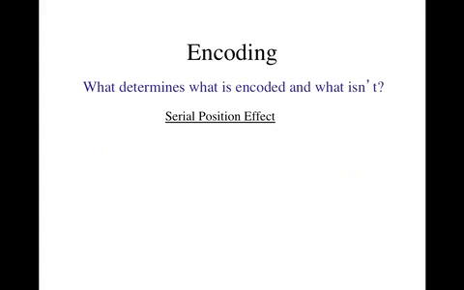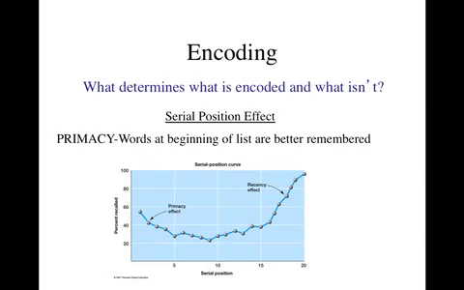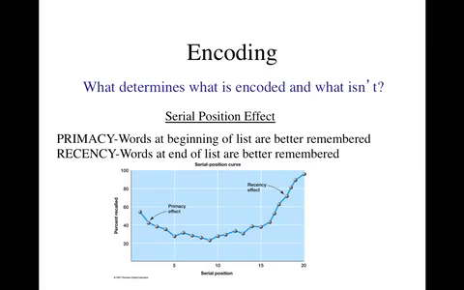What else determines what's encoded? Attention is one thing. What else might be a factor in encoding long-term memory? We discussed the serial position effect, which is when people have to learn a long list of words, there's often a U-shaped function in terms of when they heard the word and how well they remember it. So there's a primacy effect. Words early on in the list are remembered fairly well. Words towards the end of the list are remembered the best, and words in the middle of the list are remembered more poorly. So primacy refers to the words at the beginning of the list and recency to the words at the end of the list being better remembered.